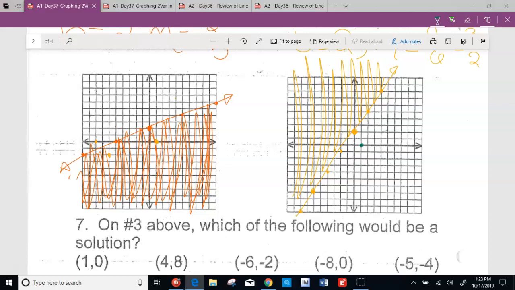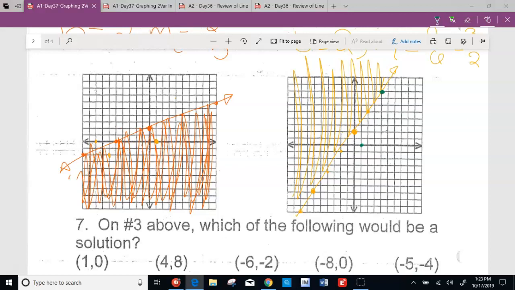How about 4, 8? 1, 2, 3, 4, 5, 6, 7, 8. Oh, wow, yes. You're right, because it's on the line. And what kind of line is it? Solid line. It's on the solid line, which is in the shading. Solid lines do count as the right answer.